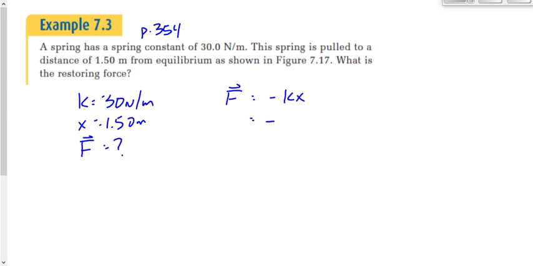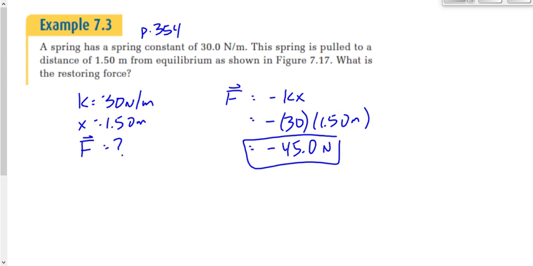Yeah, I wouldn't take any marks off for that. No. So we've got negative 30 times X is 1.50 meters. We do the math there, and it's a nice, easy one, negative 45.0 newtons. So the negative 45 doesn't mean 45 to the left here. It just means 45 back to where it started from, right? Positive technically means away from where it started from.